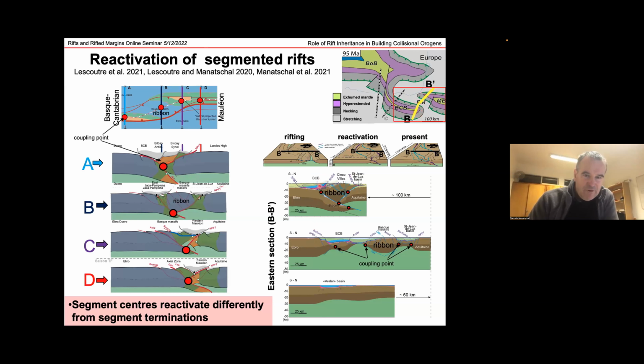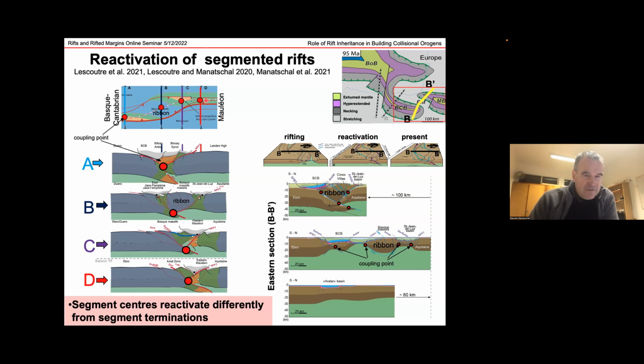And what we can find is that here we do not have sediments in between the two crusts like before in the Basque-Cantabrian Basin, but we have a block of continent. And if we restore this, this is a ribbon that is surrounded by two hyperextended domains. And during the convergence, this ribbon starts to become the central part of the orogen. So we preserve the distal part of the margin.